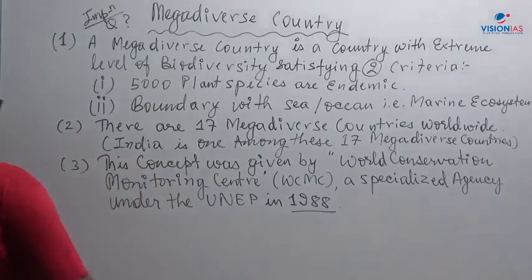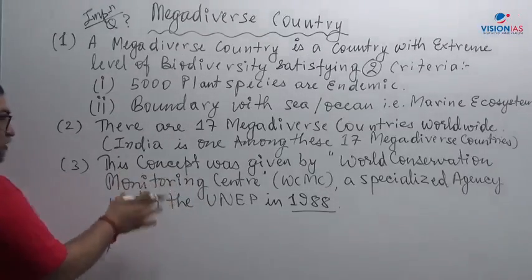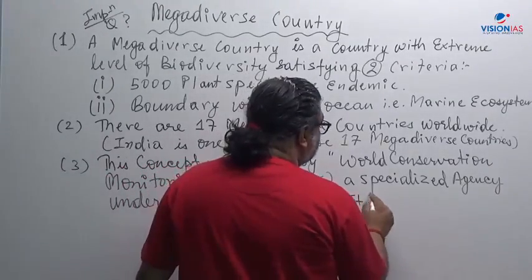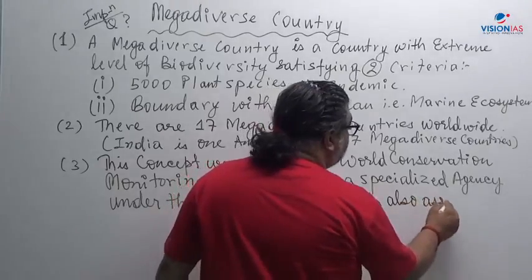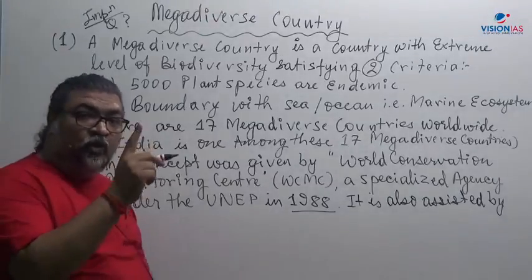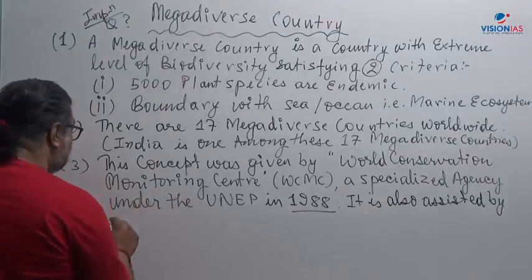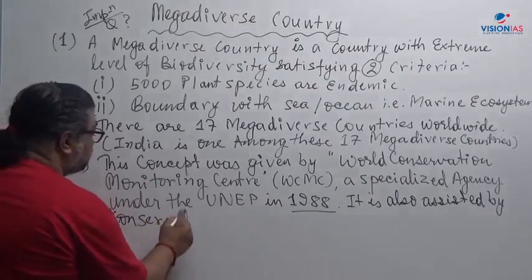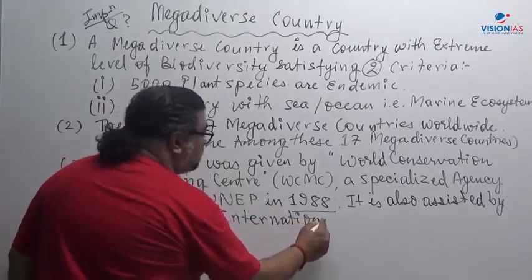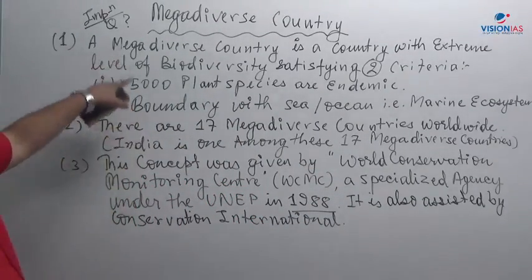Now, this concept is given by the World Conservation Monitoring Center, but it is also supported and assisted by Conservation International, the same body which looks into hotspots. It also supports mega diverse countries. Conservation International, which is a non-government organization, also supports and helps the mega diverse countries in their conservation.